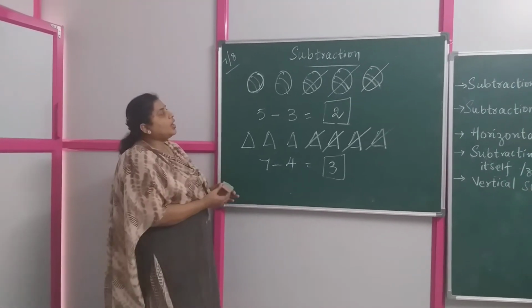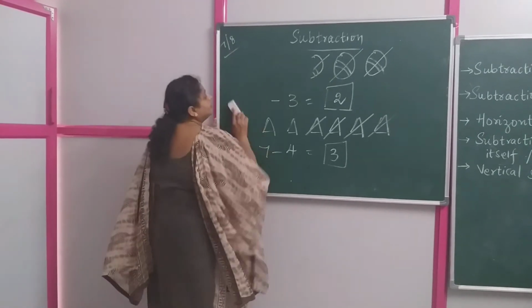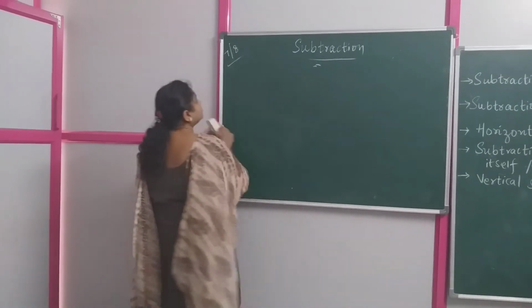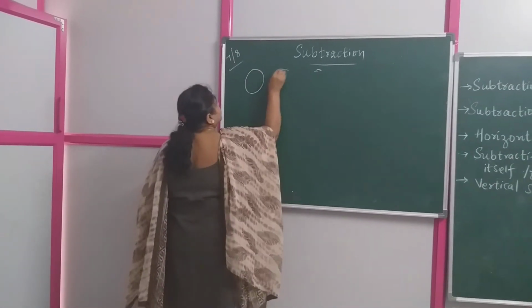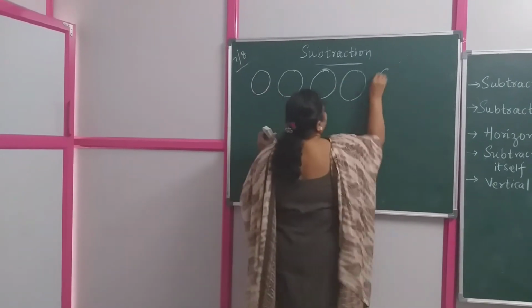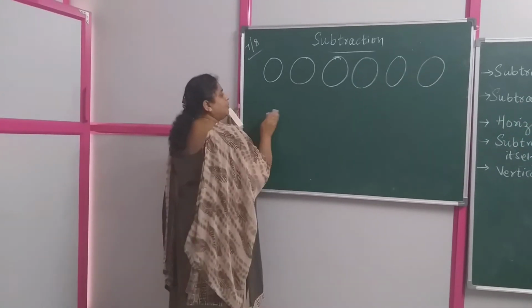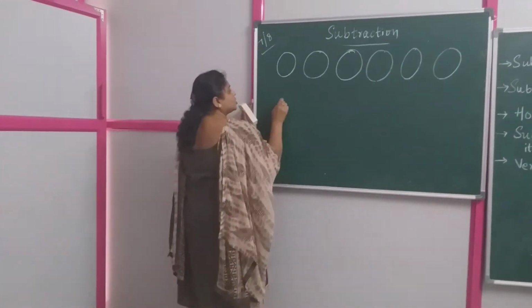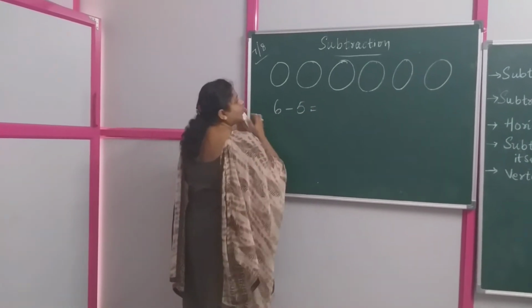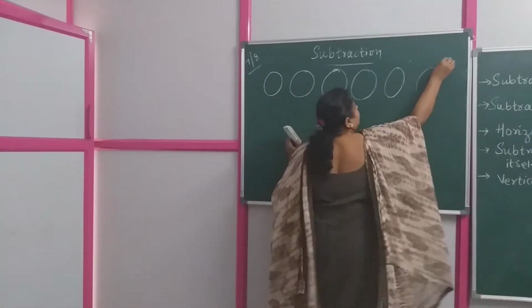Alright children, this is what you call subtraction by crossing out. Suppose I give the same problem in another way. Say, 1, 2, 3, 4, 5, 6. Okay, I gave you 6 balls and I am writing one question here: 6 minus 5 is equal to, or suppose I have drawn 6 circles.